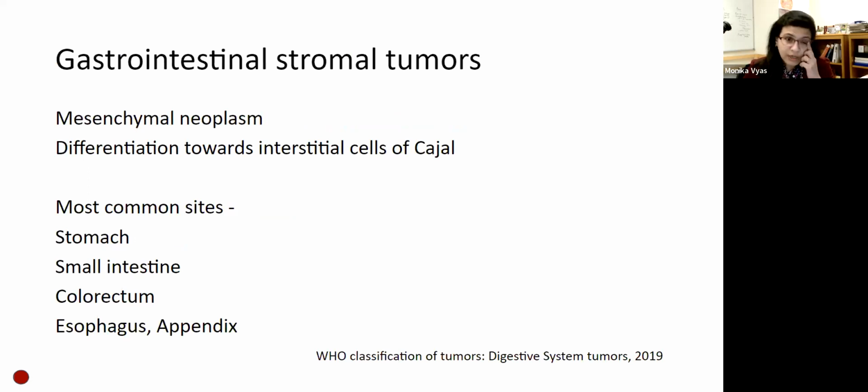So before we get to that, gastrointestinal stromal tumors are mesenchymal neoplasms involving the GI tract, and they show differentiation towards the interstitial cells of Cajal.